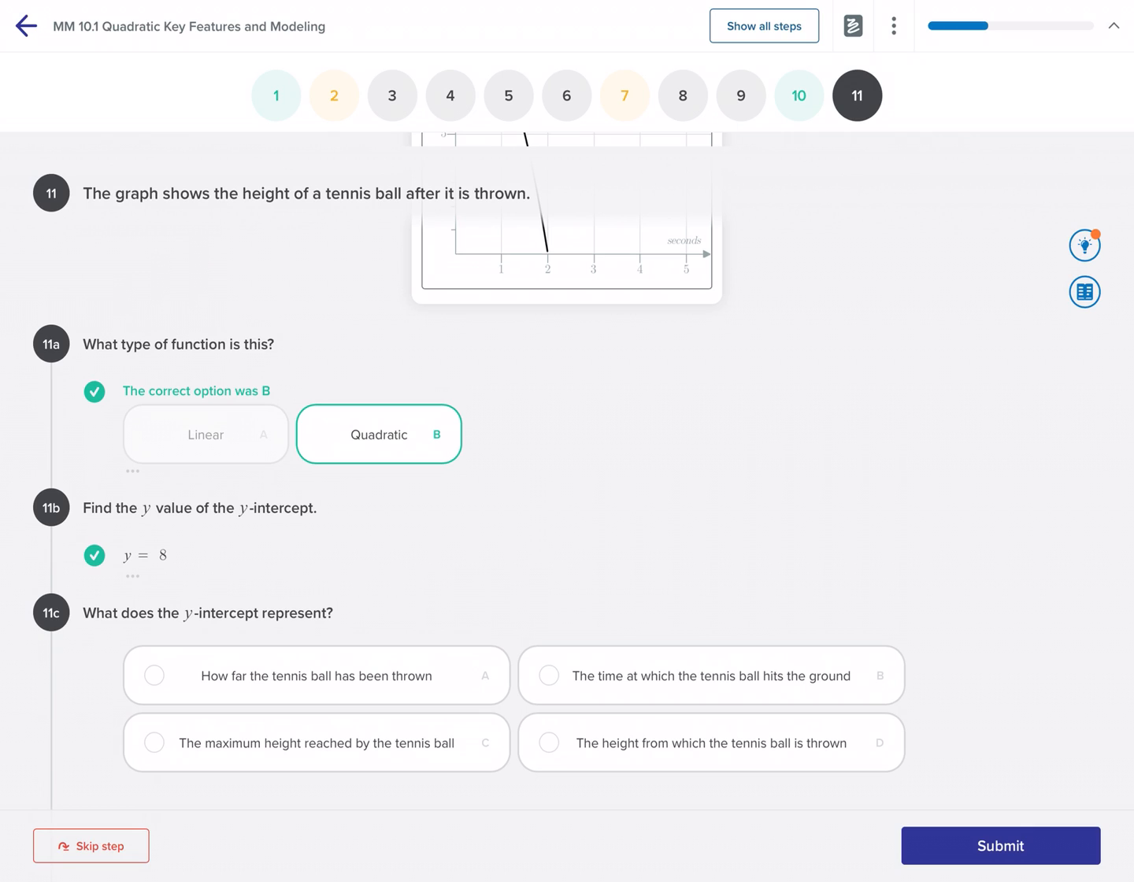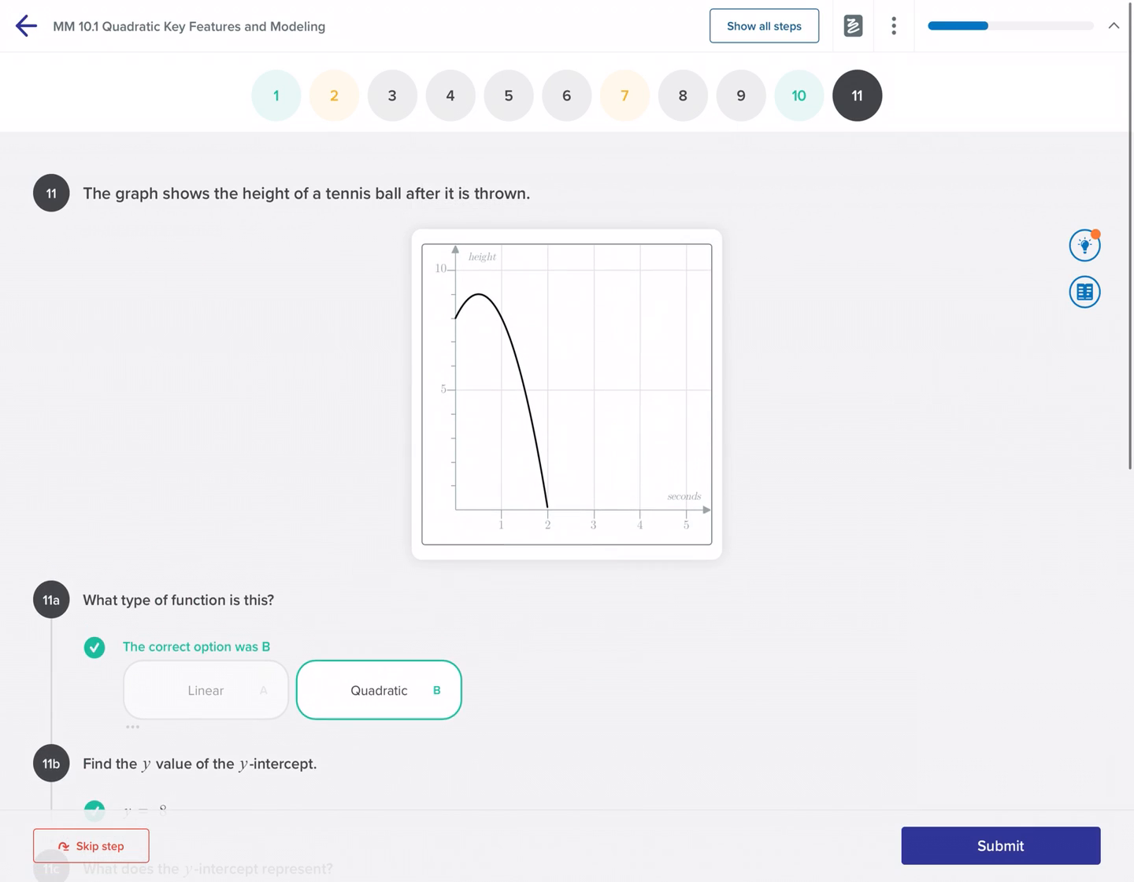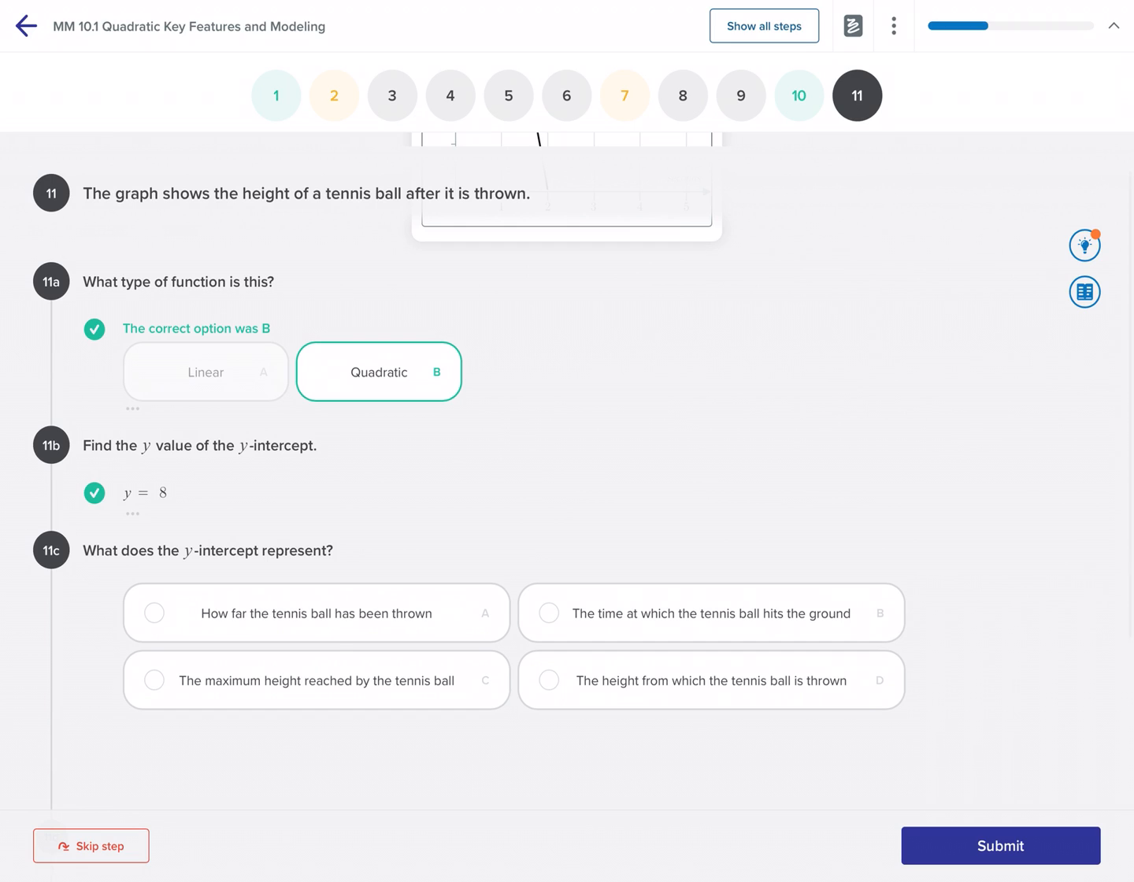How far does the tennis ball, or wait, sorry, what does the y-intercept represent? Okay, well that would be initial time. It shows here that x is seconds, so it would have to be when time is 0 or the initial time. So how far? Nope. The time? Nope. The height in which the tennis ball was thrown.